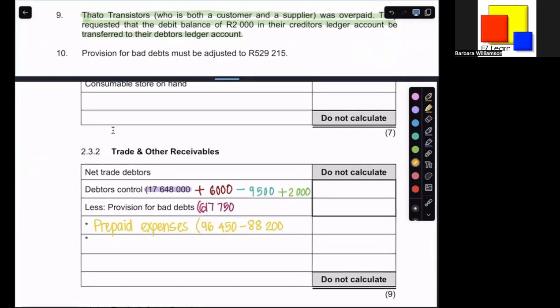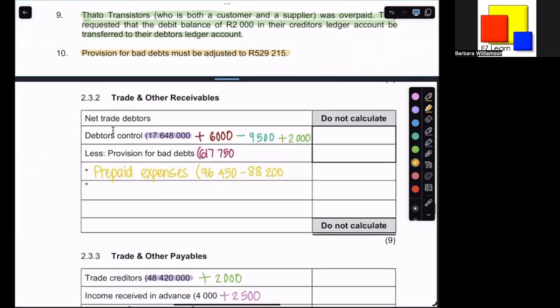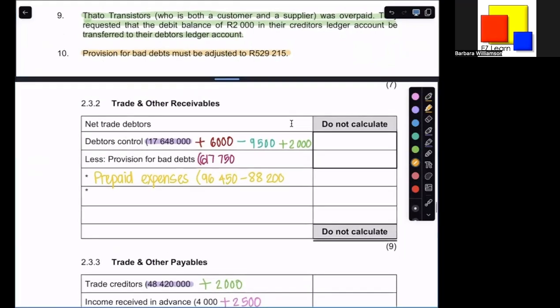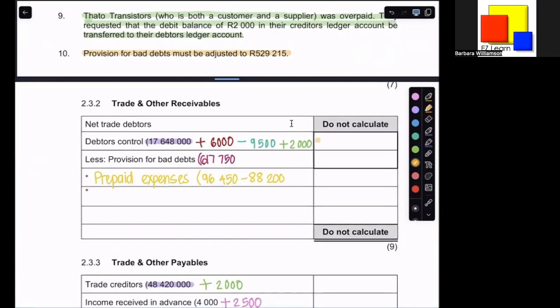Provision for bad debts must be adjusted to 529,215. This is quite easy to do in the trade and other receivables note. Work out your debtors control amount as 17,646,500.